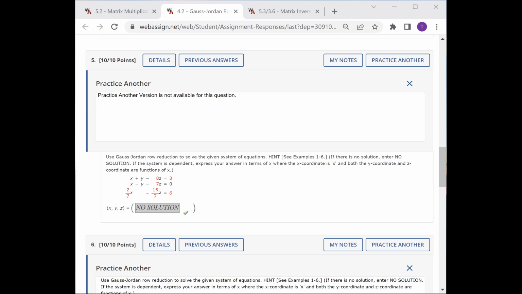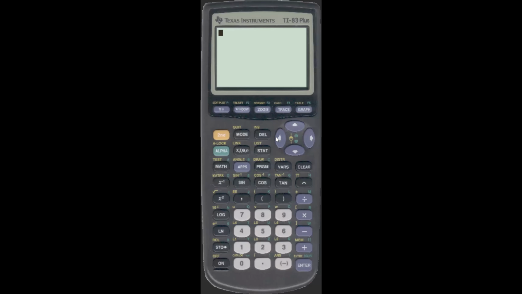It does require us to go to the calculator, but it's worth doing. You will use your calculator a ton in this class, at least for this part of the course. Okay, so back to the calculator. I'm going to enter the matrix, just like we did in the previous problem.